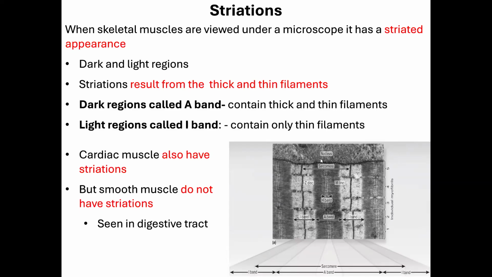And the dark regions are called the A band. So this is the A band, and it is dark because it contains thick and thin filaments. But the other region, which is a light band, is light because it only contains the thin filament.